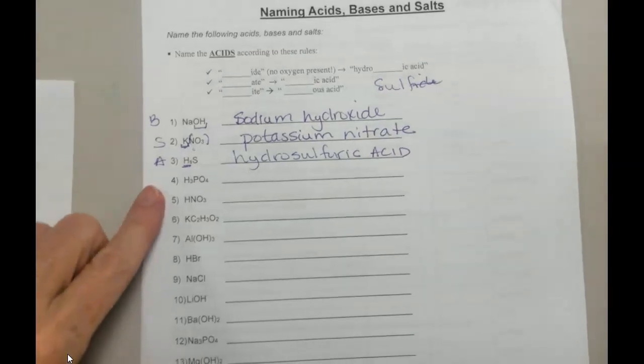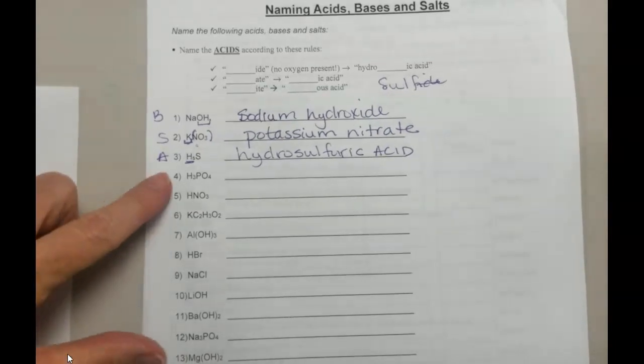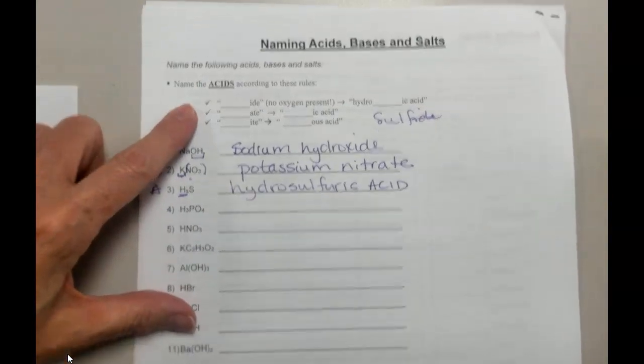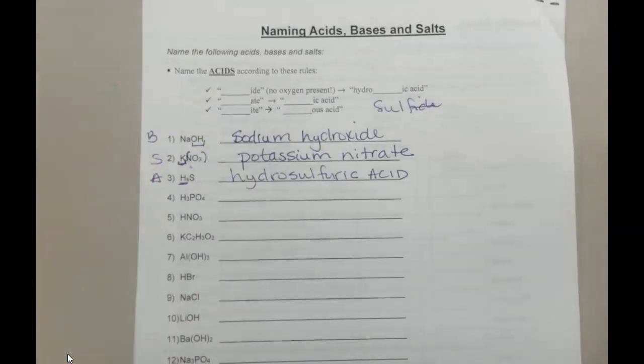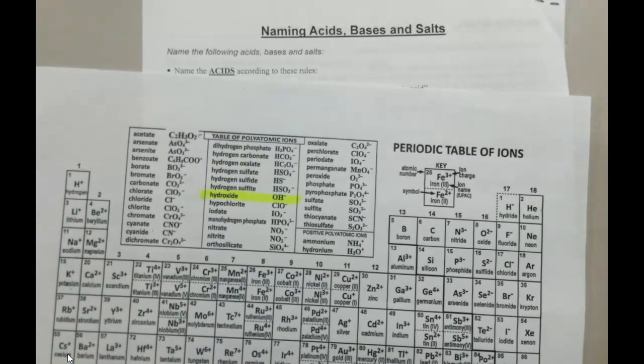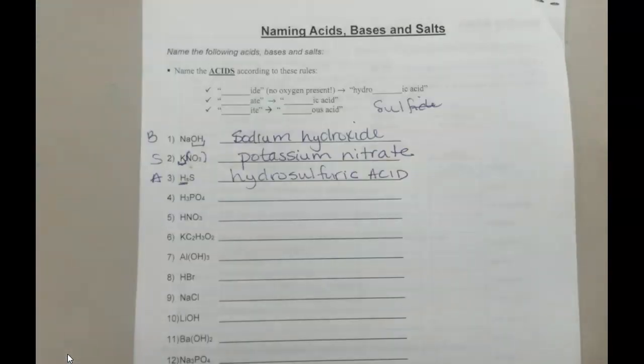All right, so that's what you're going to do, 4 through 15. Decide is it an acid, base, or salt. If it's an acid, use these rules. If it's a base or a salt, we're just going to stick the ions together, okay? And there are like 10 of these on your test where they're all mixed up. Let me know if you have any questions.